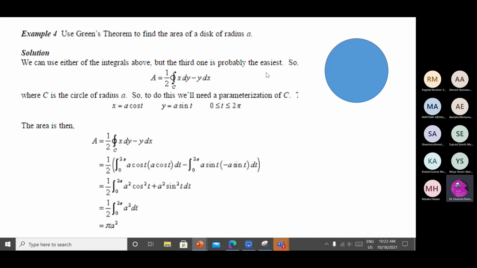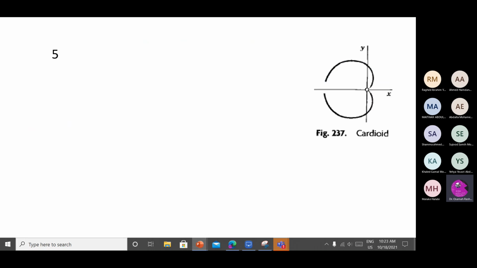This is the example to find, or to prove, the area of the disk with radius a is pi a squared. So this is the formula I got from the line integral. As for the area, it is half the integral of x dy minus y dx. For the disk, x is a cosine t, and y is a sine t, and t from 0 to 2 pi. Yes, I will have the area similar to what I memorized in my mind, pi a squared.